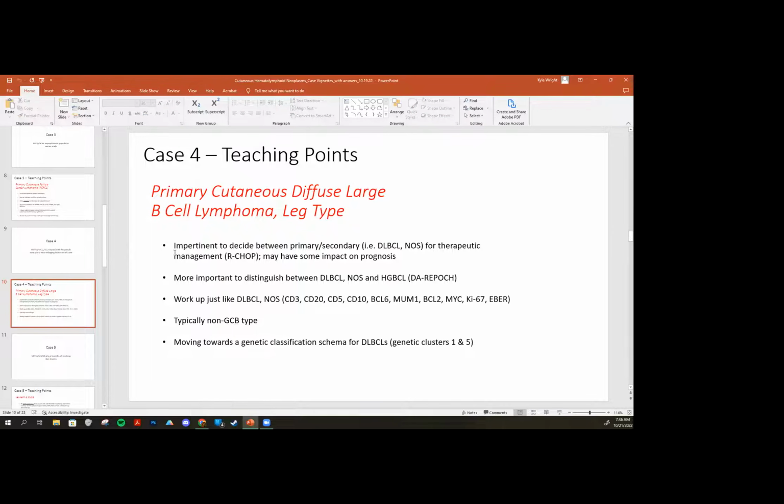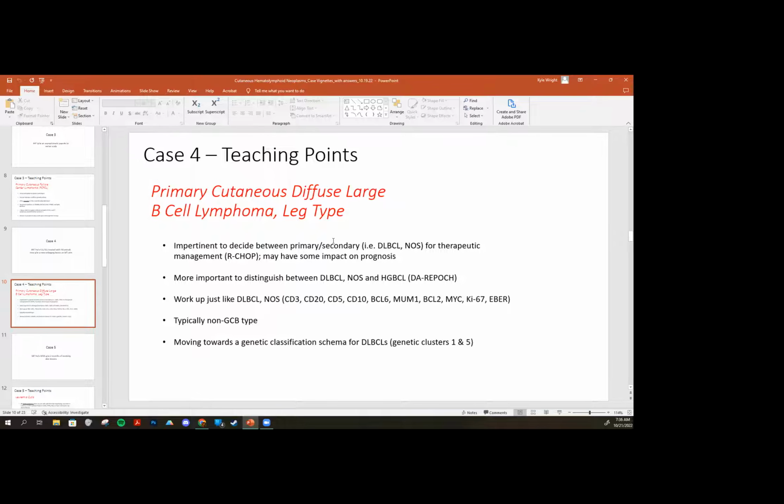One thing that gets brought up a lot of times in this context is whether or not we need to decide between primary and secondary here, whether or not we're dealing with a systemic diffuse large B-cell lymphoma not otherwise specified, or DLBCL NOS, or a primary cutaneous DLBCL leg type. It doesn't matter, actually, for therapeutic management. The vast majority of these patients get R-CHOP in the front line, but it may have some level of impact on prognosis, although genetics are now superseding any of these immunophenotypic features of DLBCL in terms of driving prognosis of these lesions.